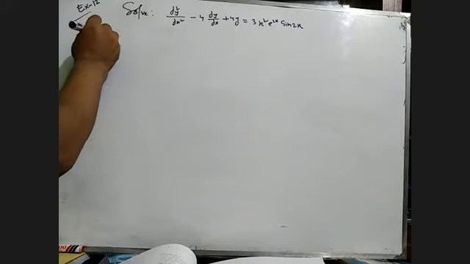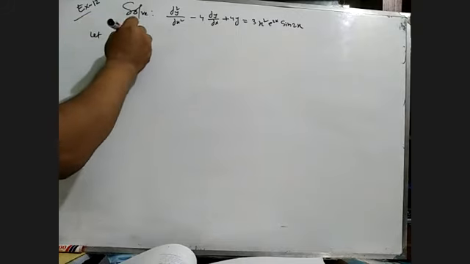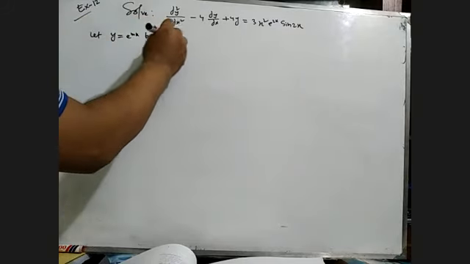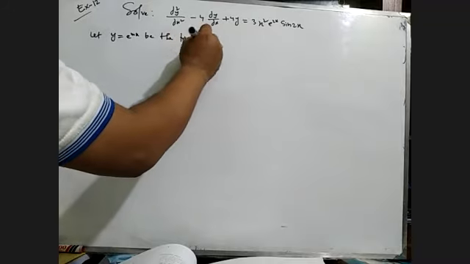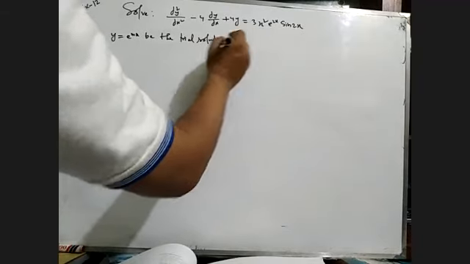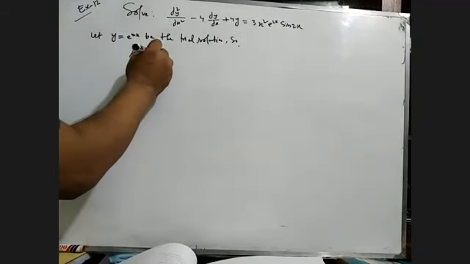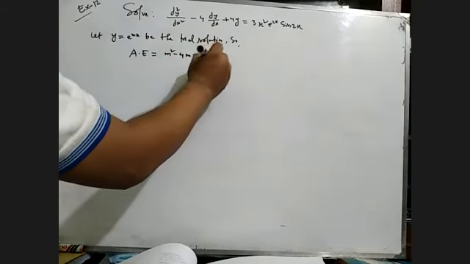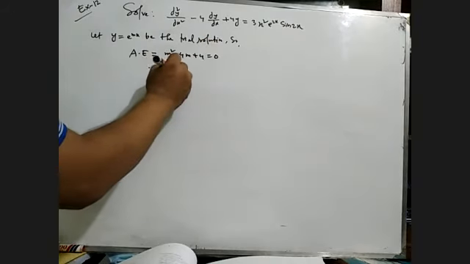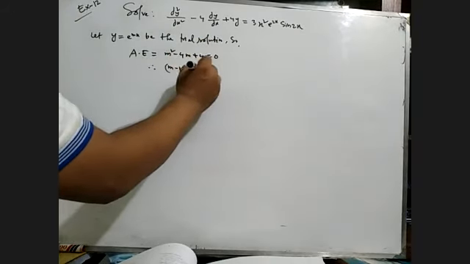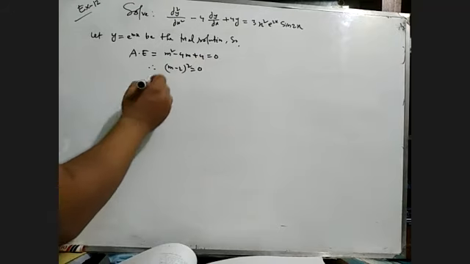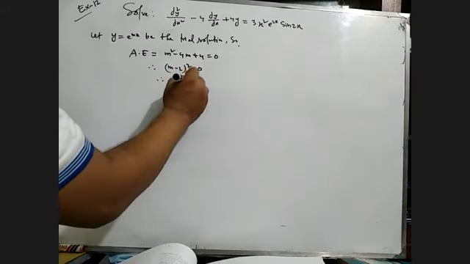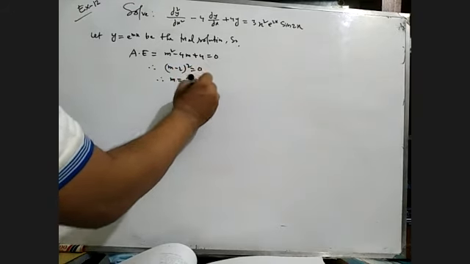So for solving, let y equals e to the power mx be the trial solution of the given equation. So the auxiliary equation, what will it be? The auxiliary equation is m square minus 2m plus 4 equals 0. Therefore, (m minus 2) whole square equals 0. Therefore, there are two repeated roots, m equals 2.